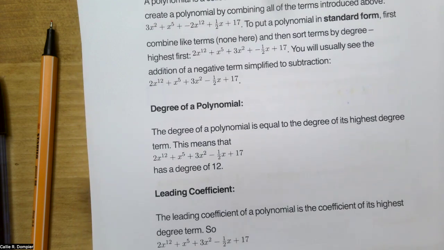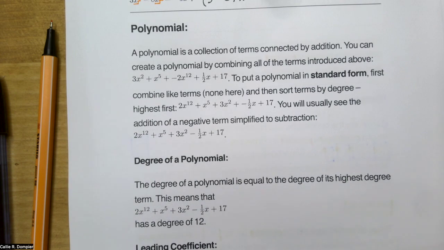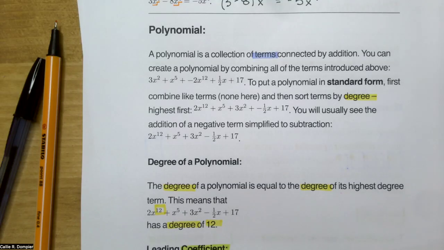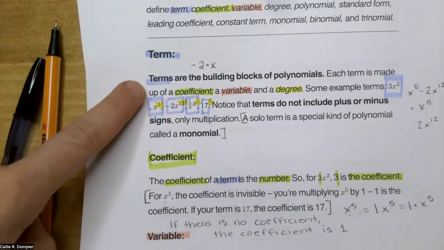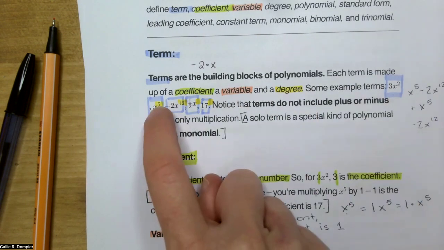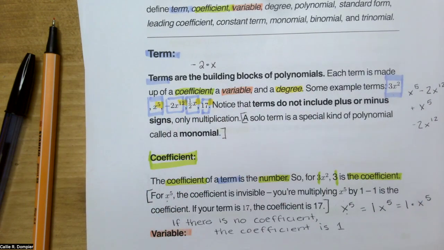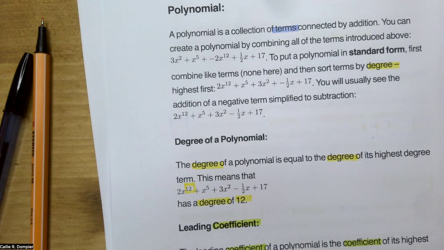All right. Now we're at, finally, what is a polynomial? A polynomial is a collection of terms. Hold on, I want to pause this before I start flipping my paper. All right, I wanted to continue the theme of colors. So a polynomial is a collection of terms. Remember, a term is just everything between the plus signs or the minus signs, okay? A polynomial is a collection of terms connected by addition.